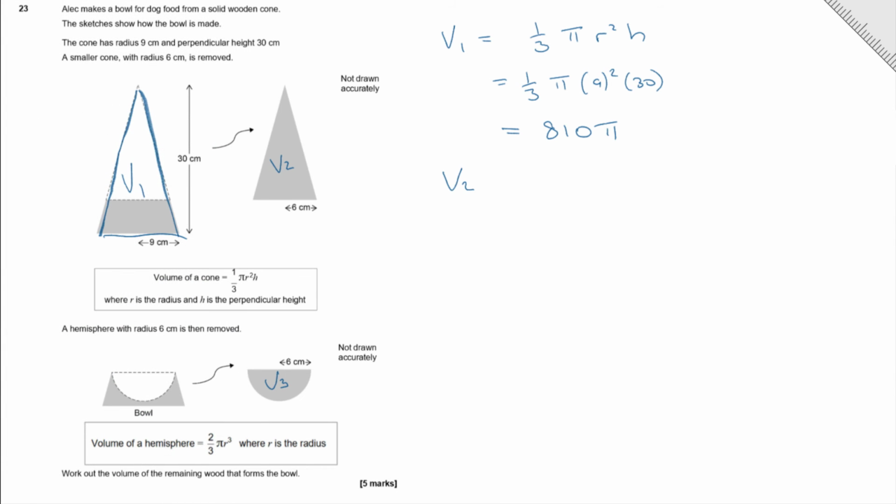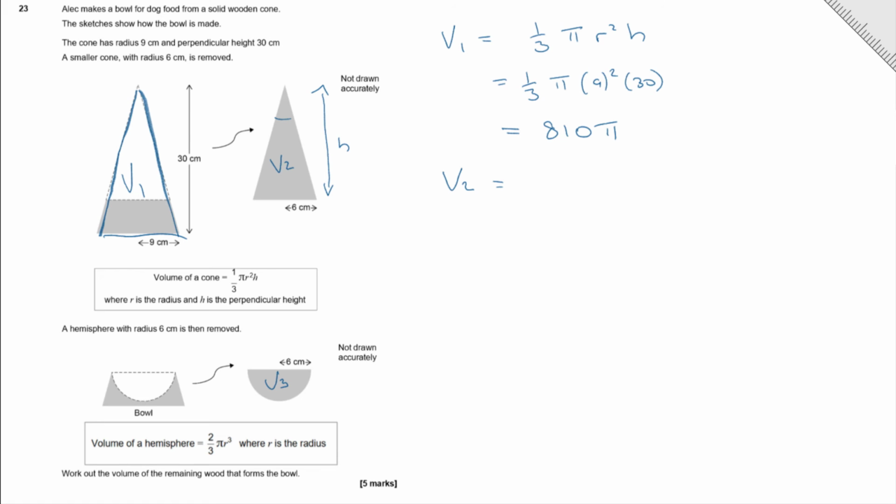Now, volume 2, on the other hand, is going to be a little bit more of an issue because I haven't been given the height of it, do I? I've not been given the height. Okay, but you do know that these 2 shapes are what we call similar. They are similar volumes, aren't they? Okay, because the angle at the top is the same. It's all the same, isn't it?